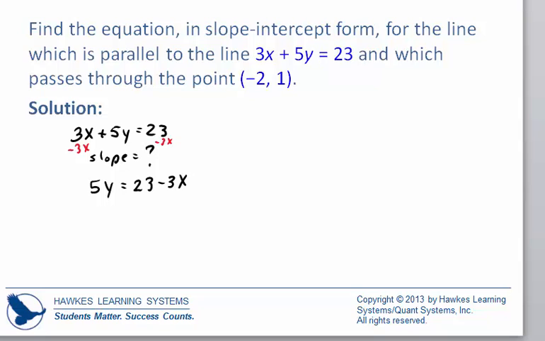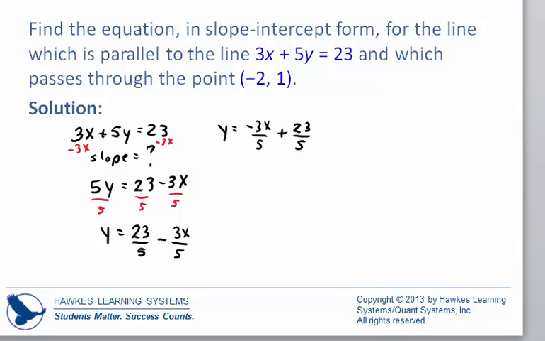And then I'm going to divide both sides by the 5. Remember, dividing on the right by 5 means we're going to divide both of those terms by 5. So our equation becomes y is equal to 23 over 5 minus 3x over 5. And I'm going to rearrange the order again just so that it's in the right format. So I'm going to say y is equal to negative 3x over 5 first, and then the 23 over 5 next.